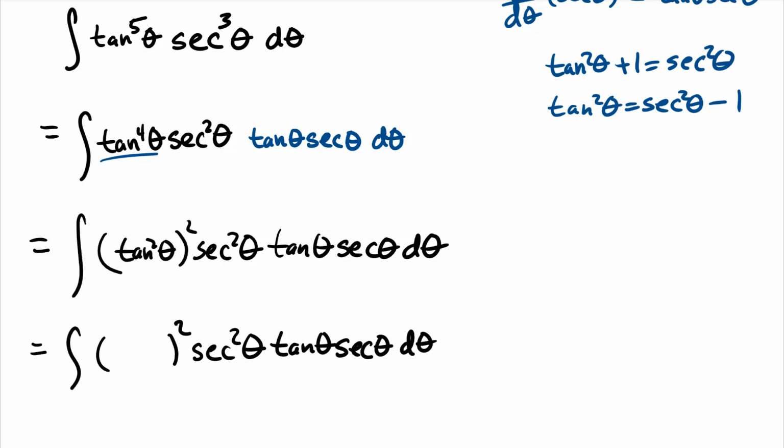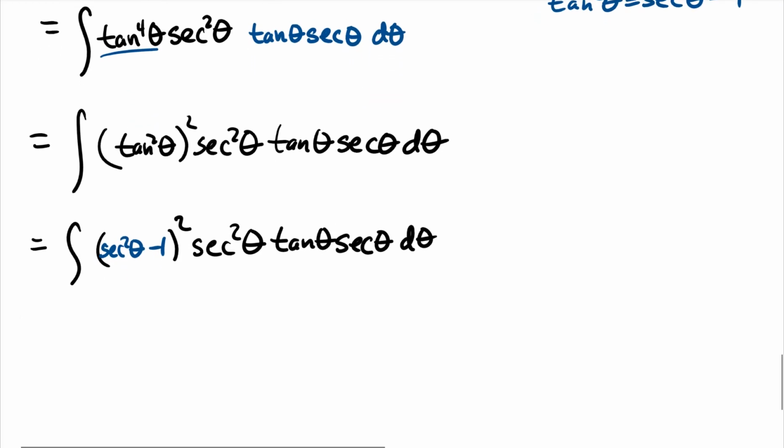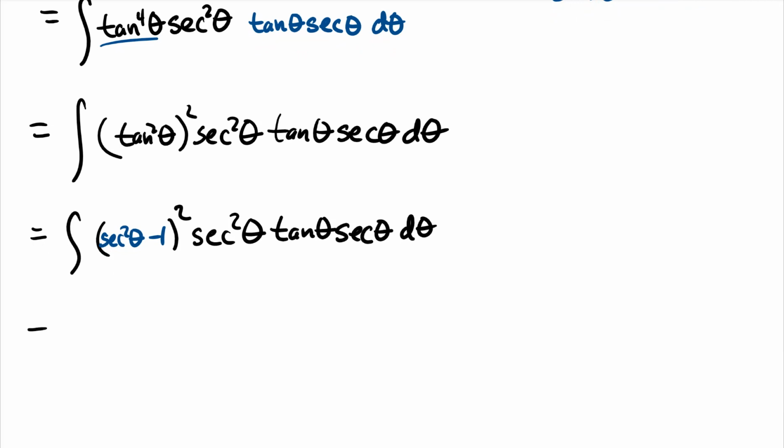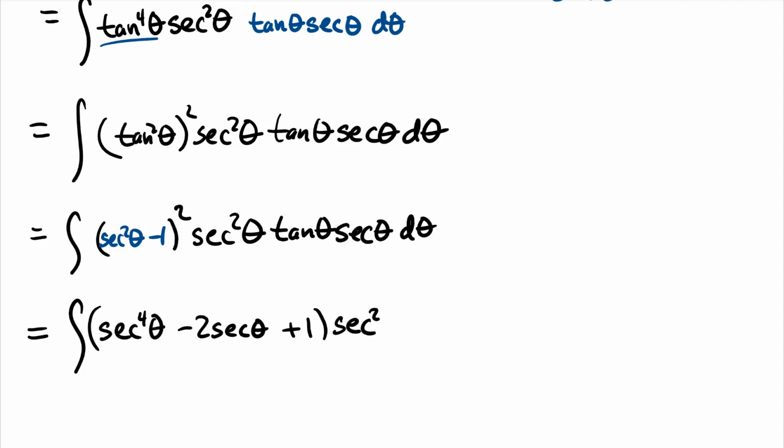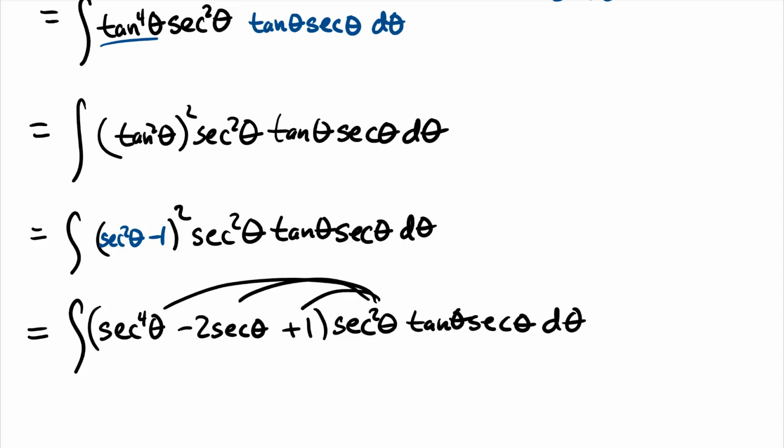Okay, there we go. So it's secant squared minus 1 instead of our tangent squared. Now we got to square all that stuff up. So here comes the algebra. We're going to get secant to the fourth of theta minus 2 secant squared of theta plus 1, all times secant squared of theta, tangent theta, secant theta, d theta. Now we got to distribute this in.